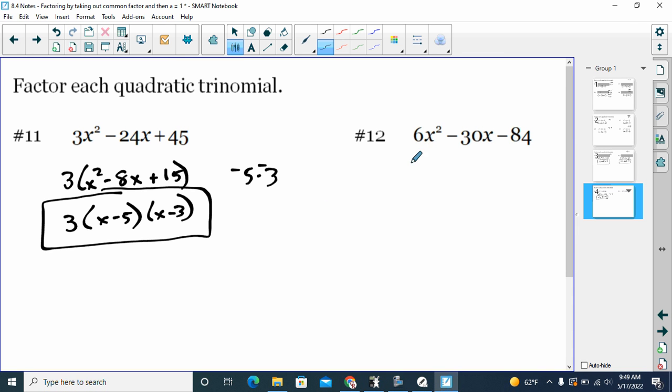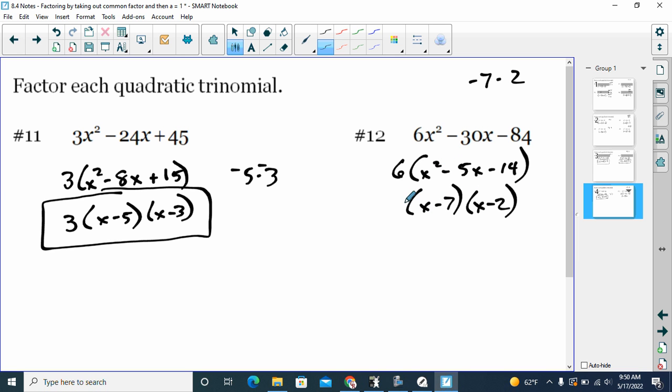And number 12, we're going to divide everything by 6. Numbers that multiply to 14, 7 times 2, 7 minus 2 is 5. Bigger numbers should be negative. Six times x minus 7 times x plus 2, sorry. Positive 2.